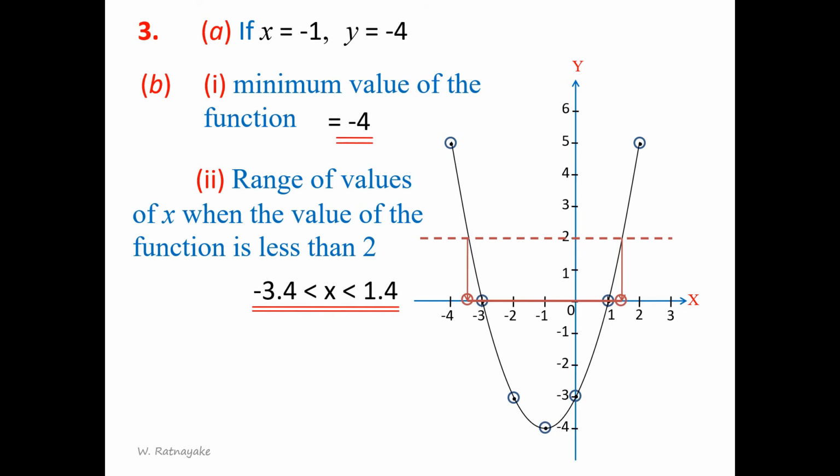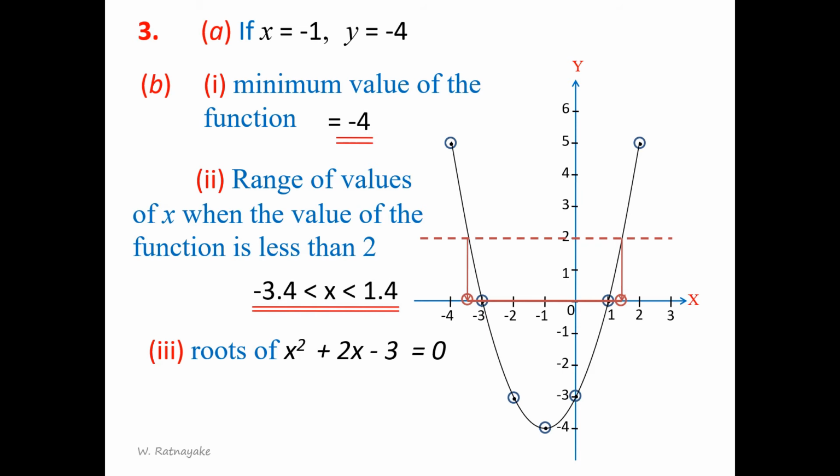Okay. Now the third part is to find the roots of the equation x squared plus 2x minus 3 equals 0. In our initial equation which we used to draw the graph, it was y equals x squared plus 2x minus 3. So this x squared plus 2x minus 3 is the same as y. So y equals 0. y equals 0 is the x-axis, the equation of the x-axis.